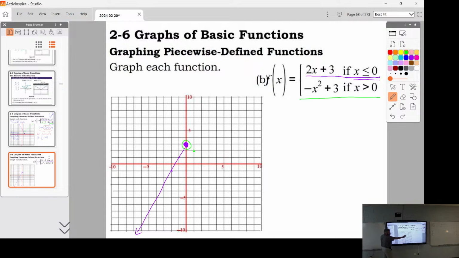Go back to my original point, go over 2. 2 squared is 4, down 4. Like so, down 9. So, looks about like something like that.